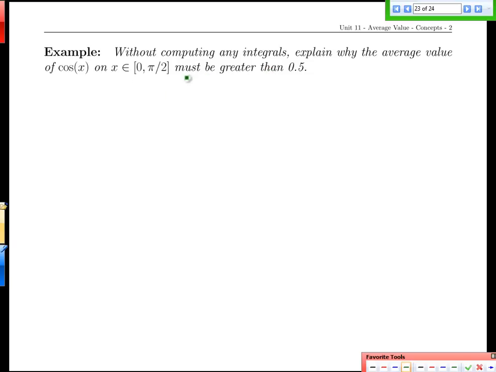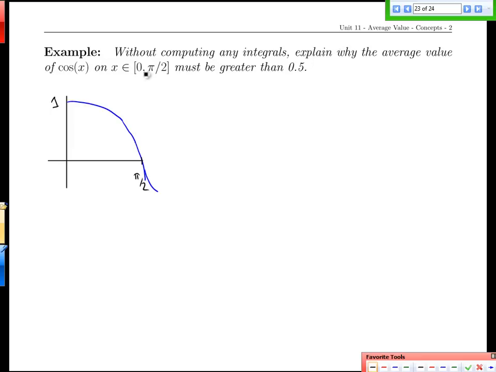What about something a little more exotic? Without computing any integrals, can we at least ballpark some of these averages? And this happens more than you might expect too. Let's take an example of the cosine graph. So the cosine graph, let's draw this large so we can put some details on it. Here's a cosine graph, and we're only interested in out to pi over 2, so we know it curves afterwards. But all we're interested in is out to pi over 2, which starts at 1.